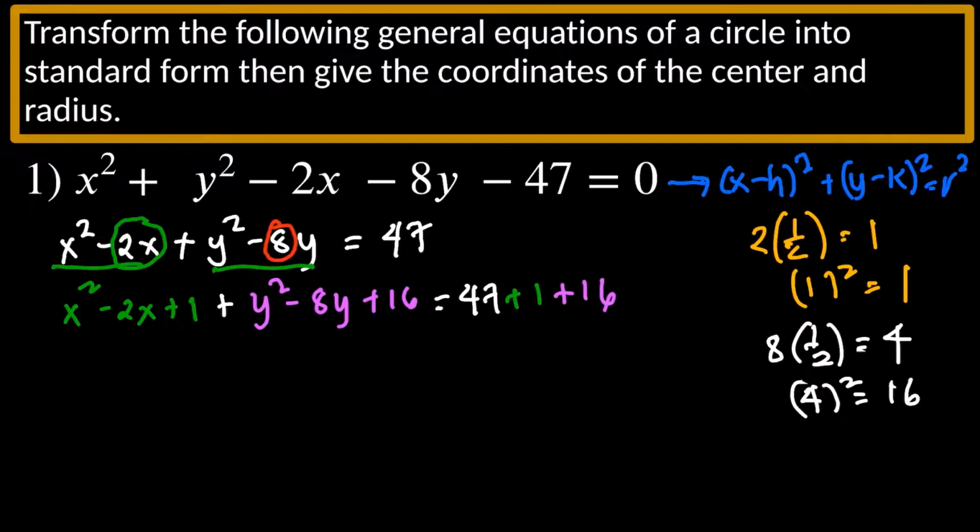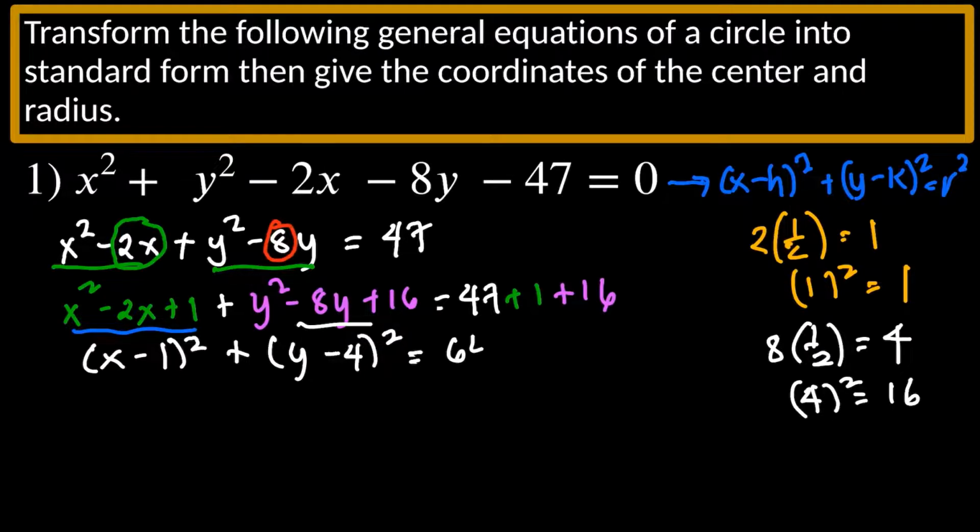And if you notice, this is now a perfect square trinomial. And you can write that as x minus 1 squared plus this one can be written as y minus 4 squared equals 47 plus 1 is 48, and 48 plus 16, that is 64. So that will give us 64. All right, so 48 plus 16 is 64.